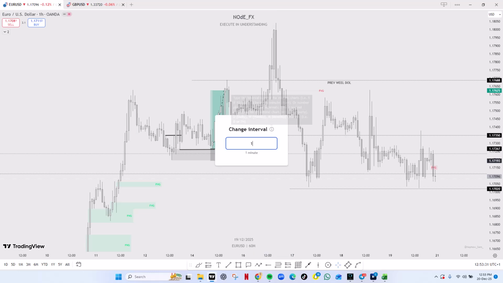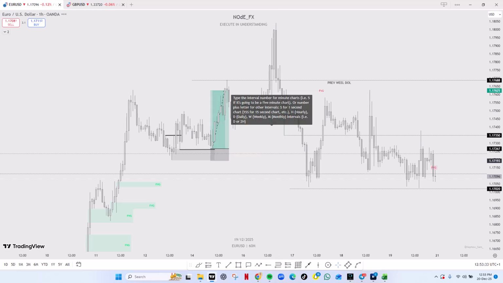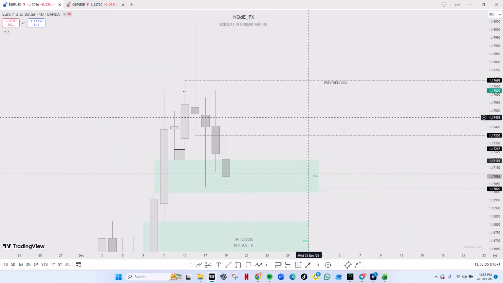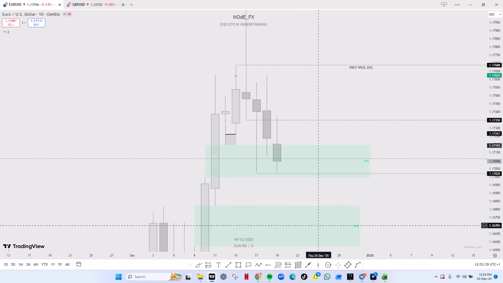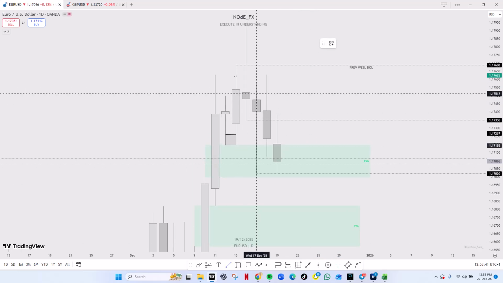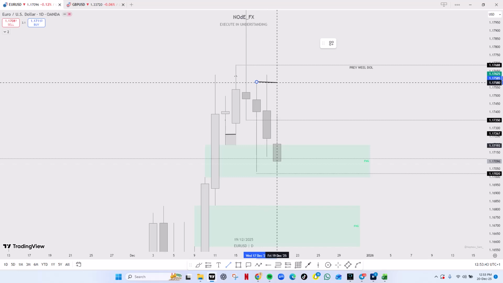Now, aside from that, we went back down to the 1 week, sorry, the daily time frame to find our next target. And then you take note of this. Price took out the secondary liquidity.